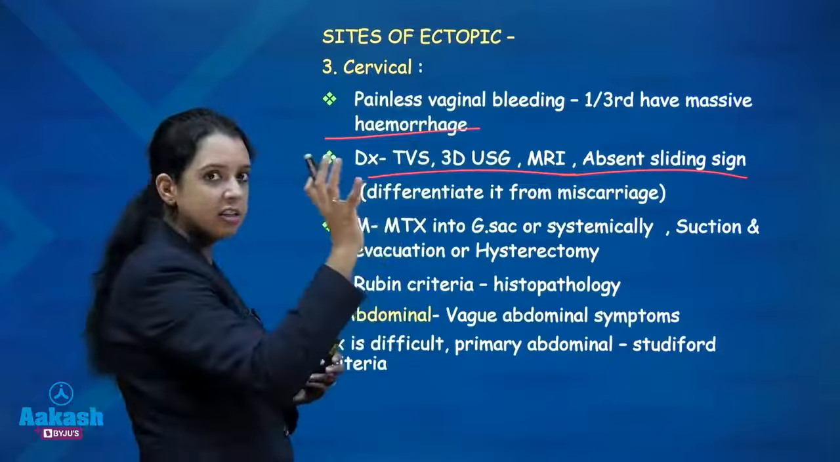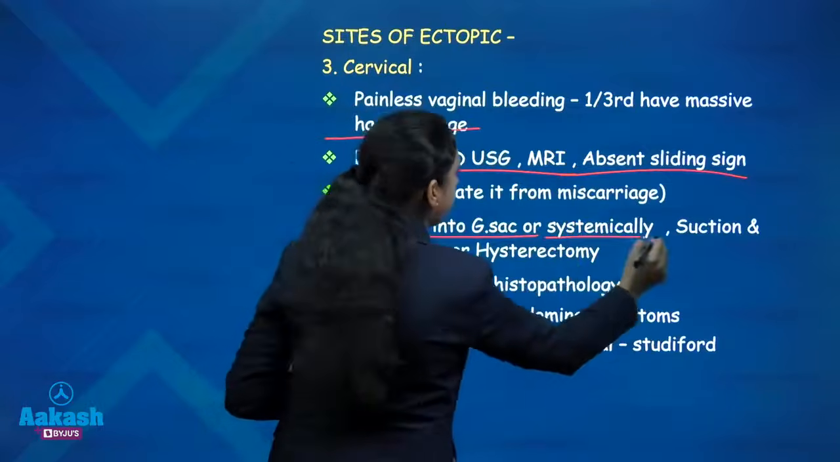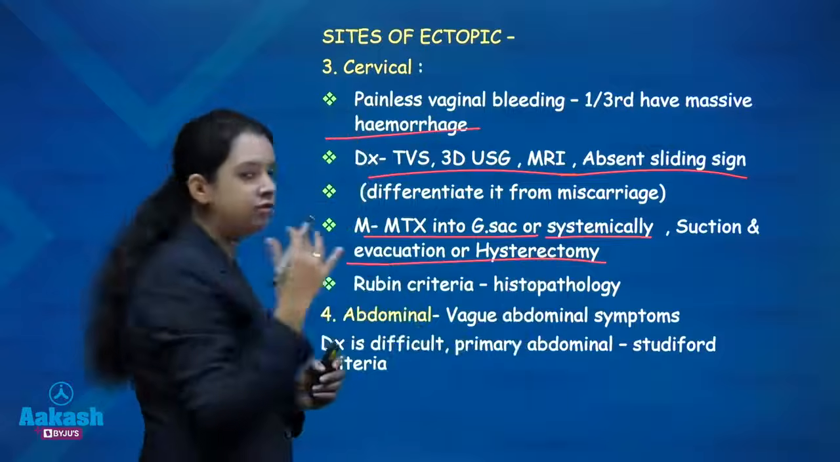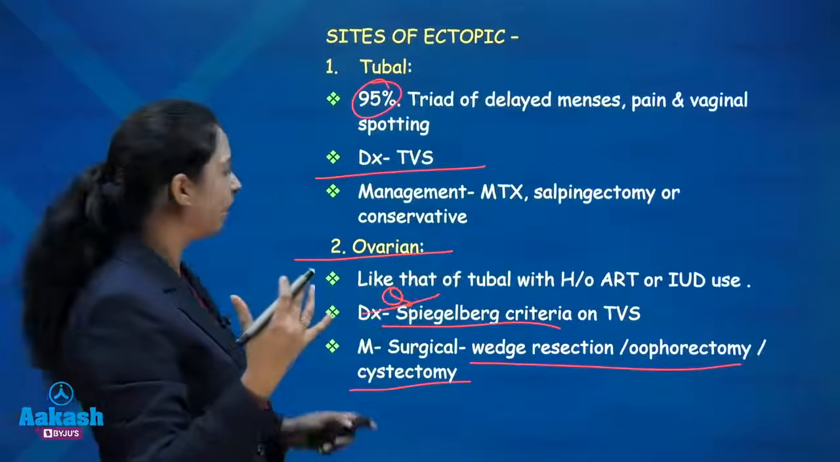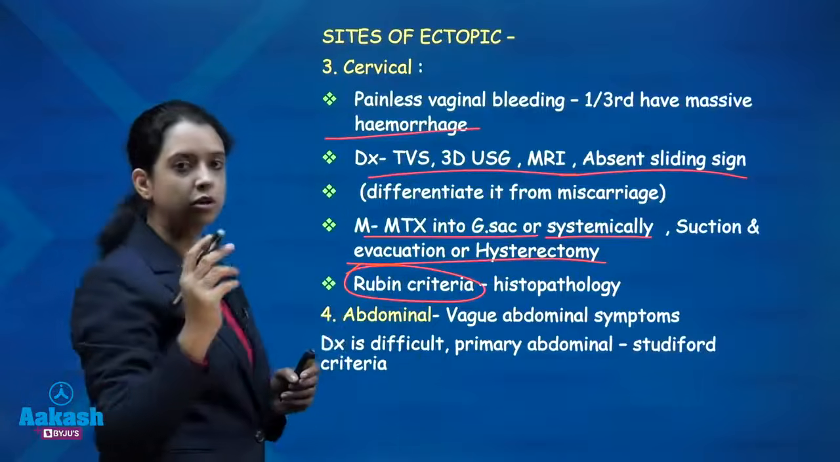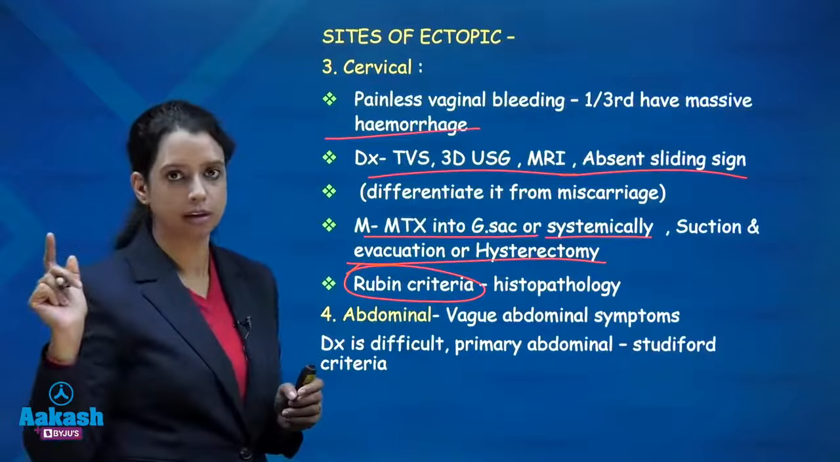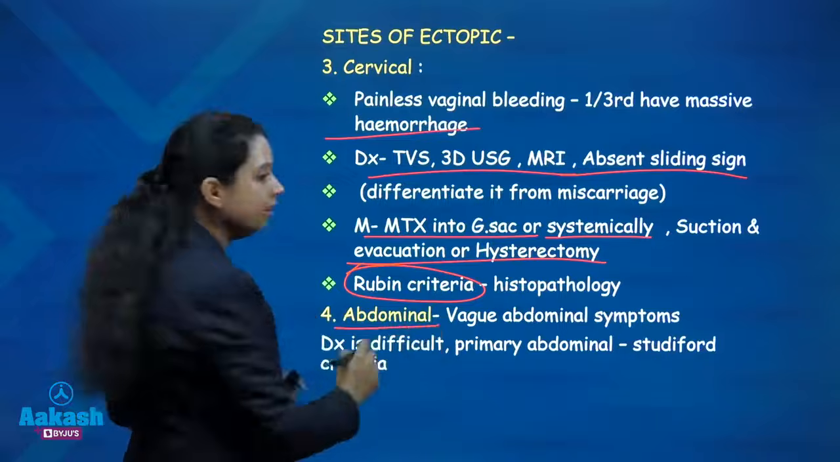Treatment. Now you can see the G-sac, it's at the cervix. Either you can directly inject methotrexate or you can give methotrexate injections. You can also go for suction evacuation and maybe hysterectomy. Okay. Since the name was asked for Spiegelberg criteria, we should know other criteria. Rubin criteria is the diagnostic of cervical ectopic, but it's a histopathological criteria. Okay. Histopathological criteria.